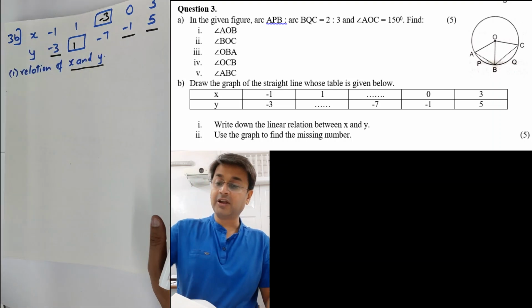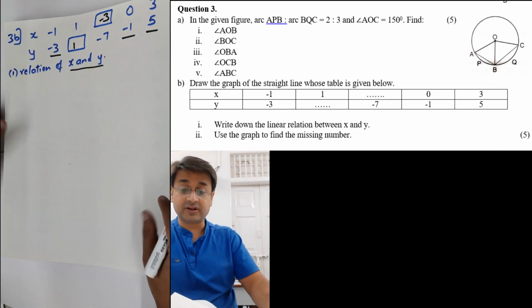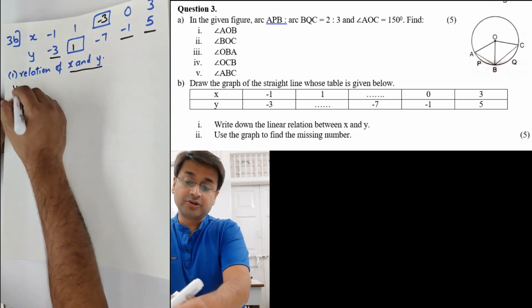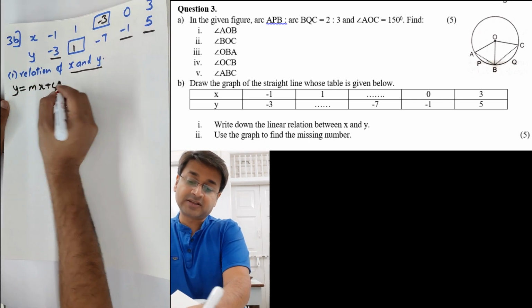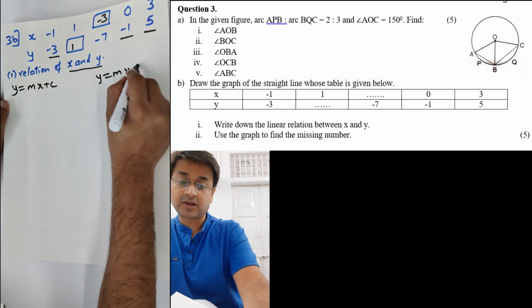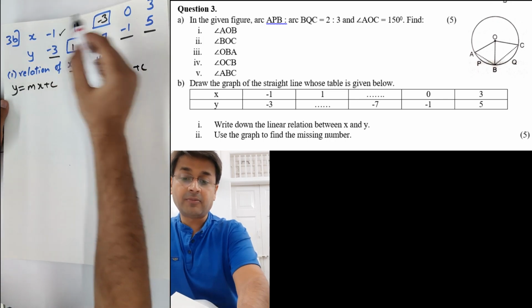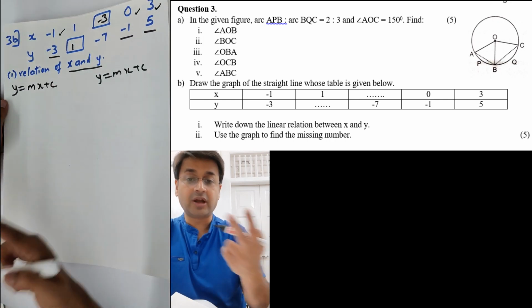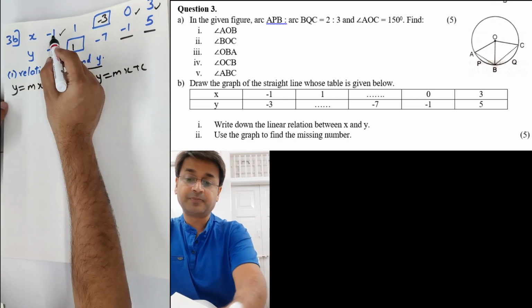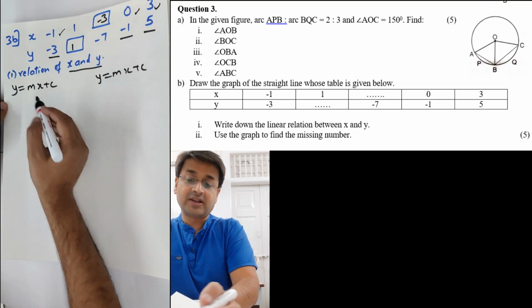Now how to get the relationship between x and y? Very, very important. So what you do is you say y is equal to mx plus c, two times. This is the standard form. Now pick any two points that you want. I'm picking 1 and 3, and take the values of x and y and substitute them.